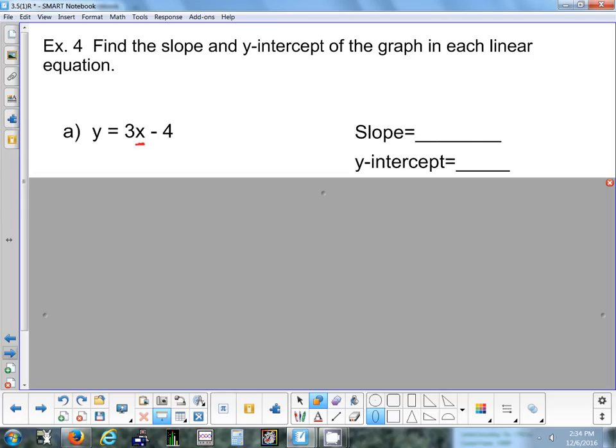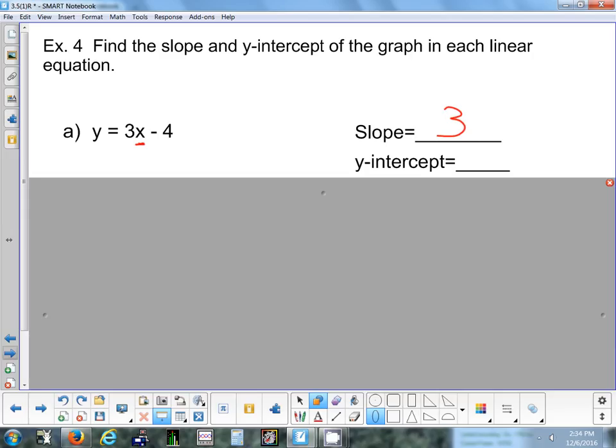You don't need the x. The x is not part of the slope. The x is just a little hint to say, yep, the slope's right next to me. This number right here that's next to me, that's the slope. That's right. So slope is 3. You don't need the x. The x is just a hint to tell you that that's the slope.